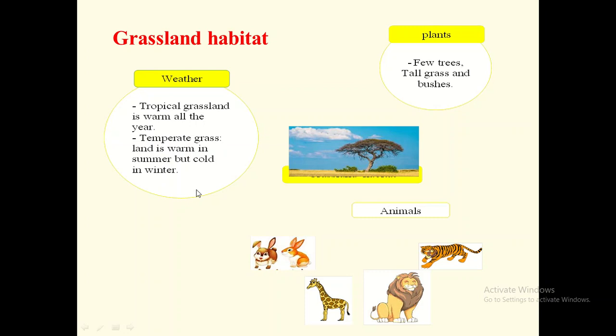The temperature in grassland is warm in summer but cold in winter. The plants are few trees, tall grass, and bushes. Some examples of animals that can live in grasslands: rabbits, giraffes, lions, and cheetahs.